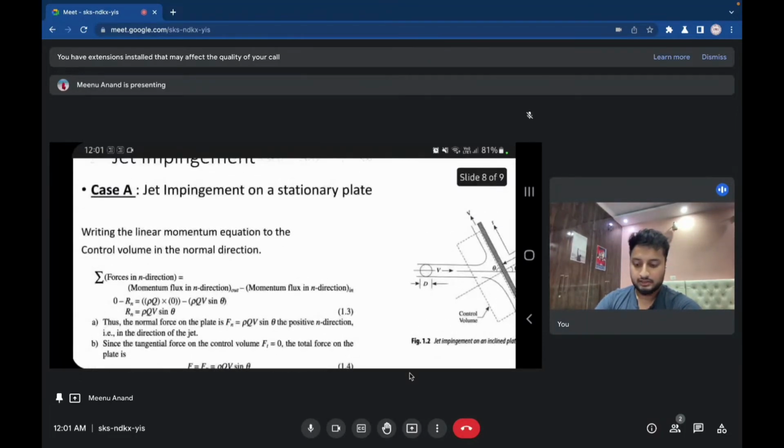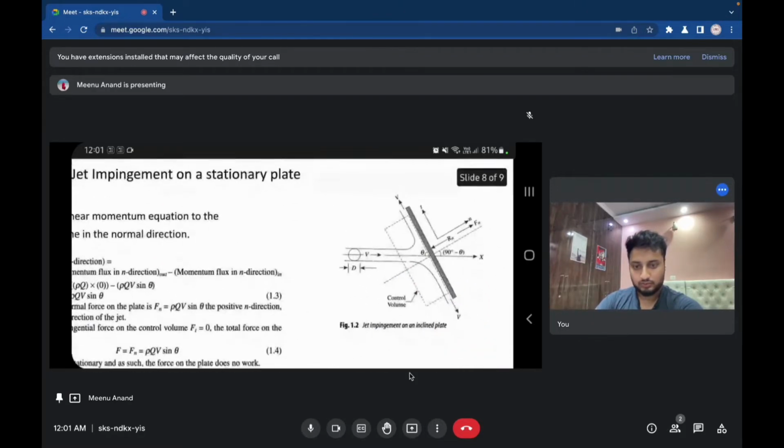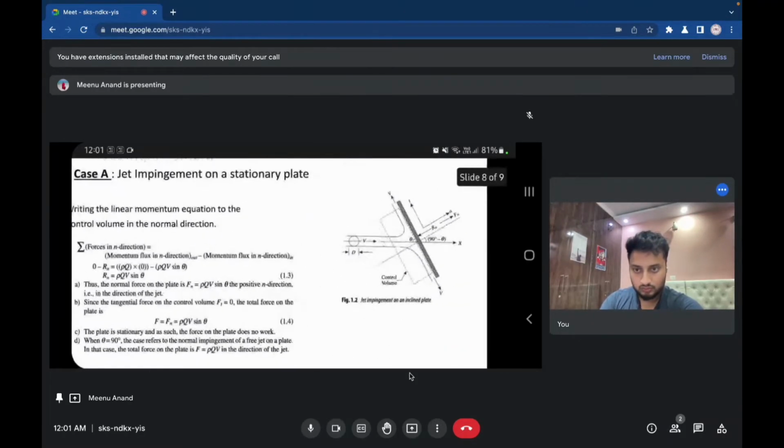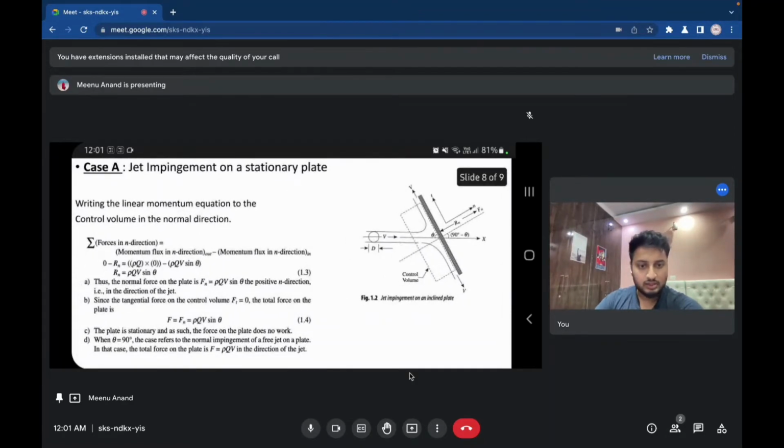So the first case is jet impingement on a stationary plate. We'll consider a circular jet of water striking a fixed plate inclined at an angle theta to the axis of the jet, as given in figure 1.2. The impinging jet is a free jet, that is, the pressure is atmospheric in any cross section of the jet, and the ambient pressure is also atmospheric. The plate is assumed to be frictionless.